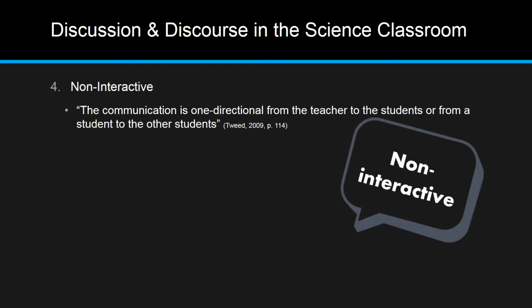Non-interactive communication involves strategies that utilize talk that is unidirectional. In other words, the communication comes only from the teacher to the students or from a student to other students, but not in both directions.